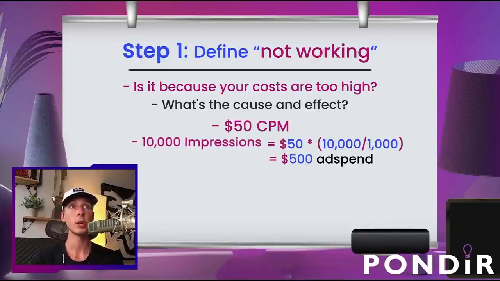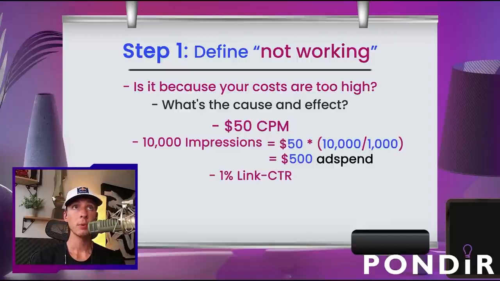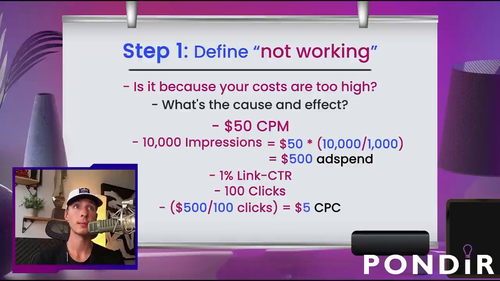Now let's say that the ads they launched have a 1% link click-through rate. With 10,000 impressions, if 1% click through, that's 100 clicks. If you take $500 in ad spend, divided by 100 clicks, you have a $5 cost per click.